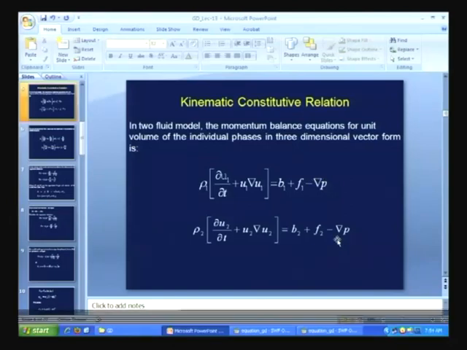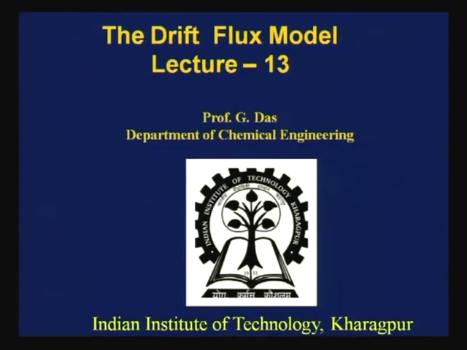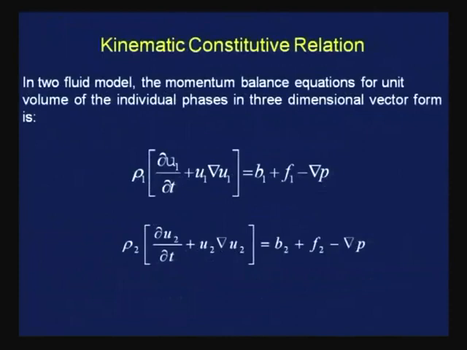Okay? So delta P is the pressure gradient, and it is the average pressure gradient or the bulk stress, which is suitably defined. It is usually the pressure difference of one or both the phases. And what about this term F1 and F2?